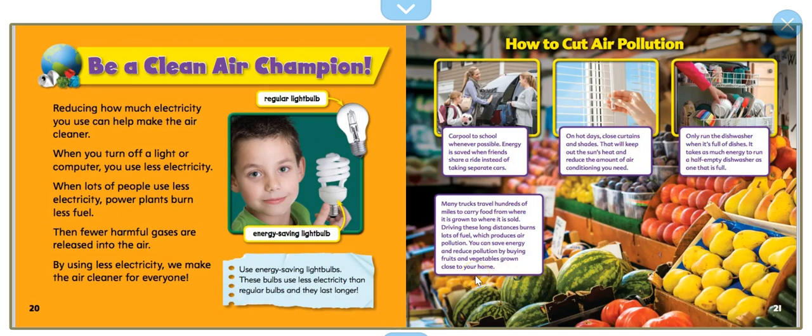Many trucks travel hundreds of miles to carry food from where it is grown to where it is sold. Driving these long distances burns lots of fuel, which produces air pollution. You can save energy and reduce pollution by buying fruits and vegetables grown close to your home.